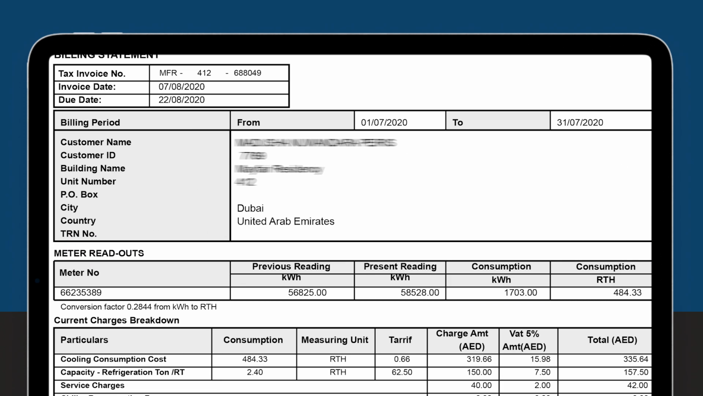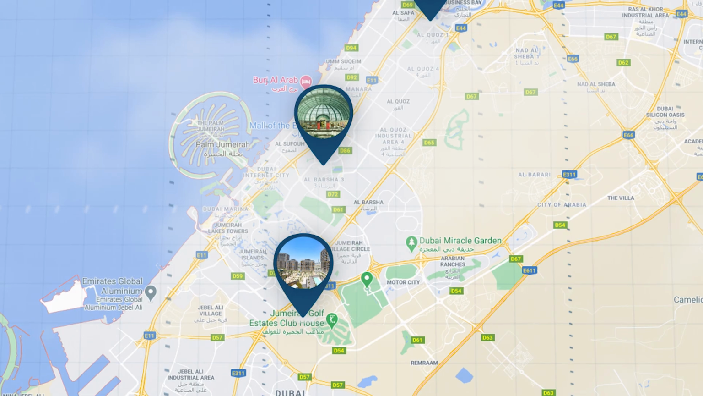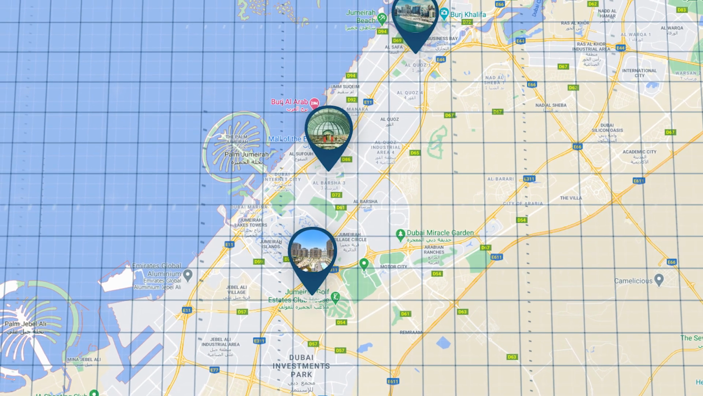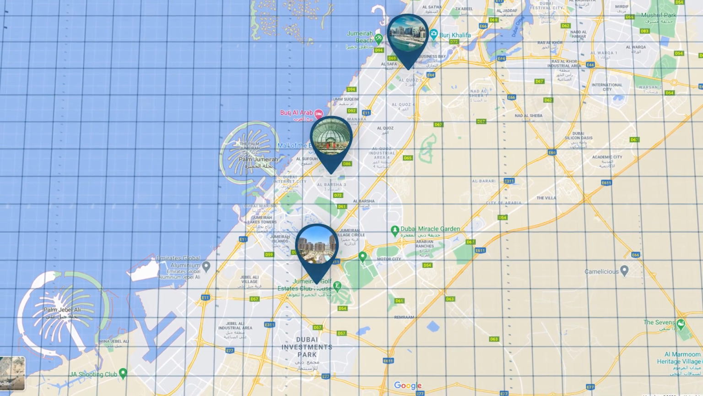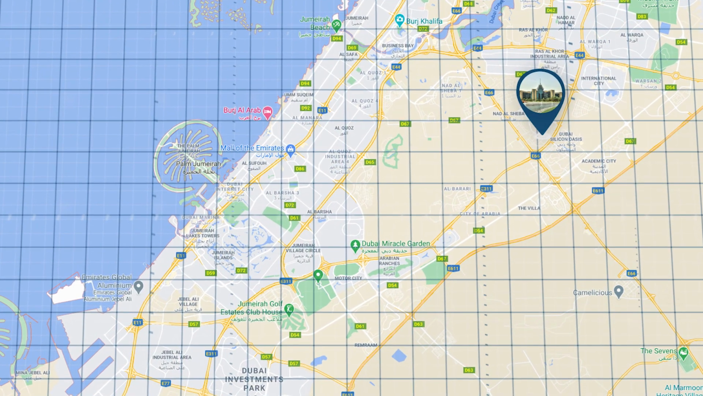Let's move on to the next segment, which is meter readings and bill calculation details. This section highlights the serial number of the BTU meter, meter reading information, previous and current readings, and the conversion factor which is used to calculate the billing determinants, i.e. RTH, kWh, etc. Depending on the billing methodology, breakdown of the charges are also mentioned. For our Business Bay, IMPZ, and Al Barsha projects, the billing technique adopted is based on district cooling and power methodology, whereas for Dubai Silicon Oasis, the cooling charges are calculated on the basis of allocation.